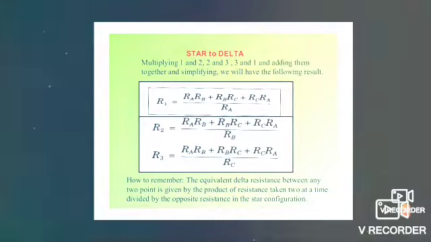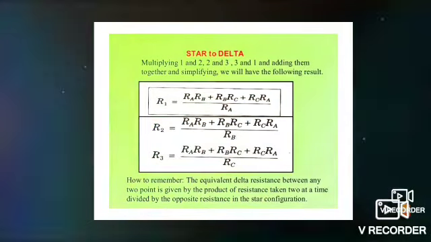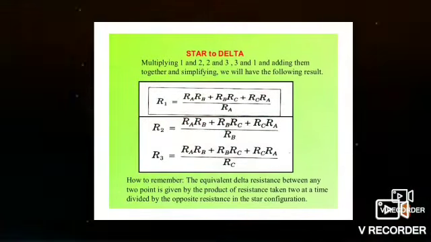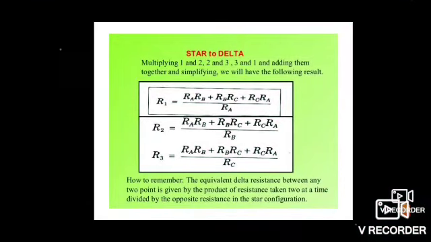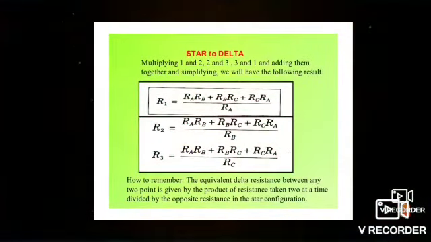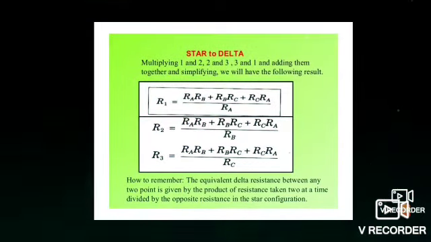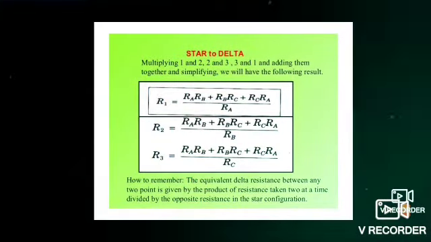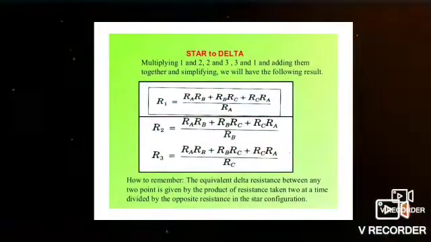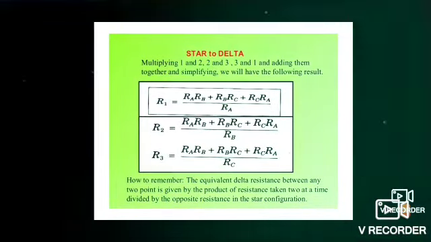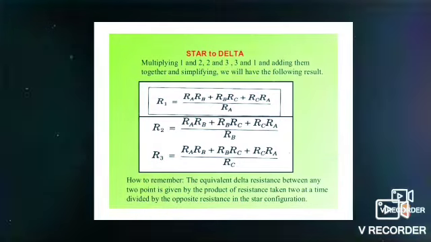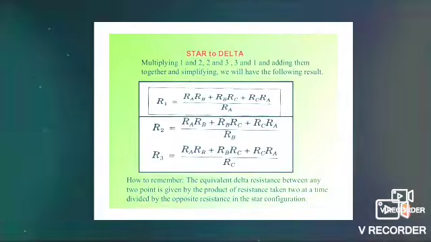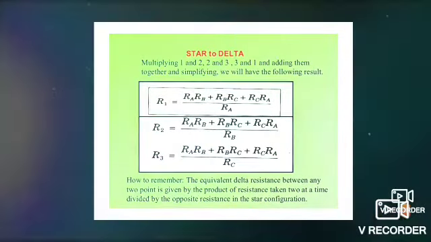For star to delta, multiplying 1 and 2, 2 and 3, and 3 and 1, adding them together and simplifying, we will have the following result. R1 equals RA RB plus RB RC plus RC RA divided by RA. R1 is the delta connected resistance. Next is R2, between A and B. Therefore R2 equals RA RB plus RB RC plus RC RA divided by RB. R3 equals RA RB plus RB RC plus RC RA divided by RC. These three are the formulas for star to delta connection.